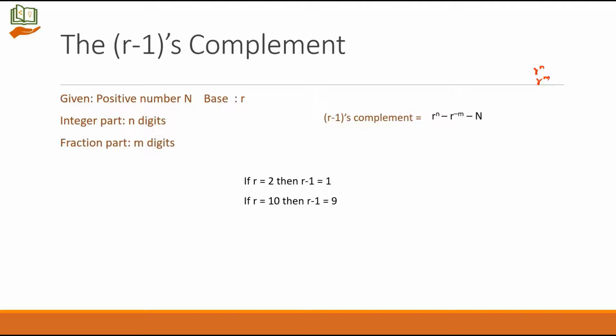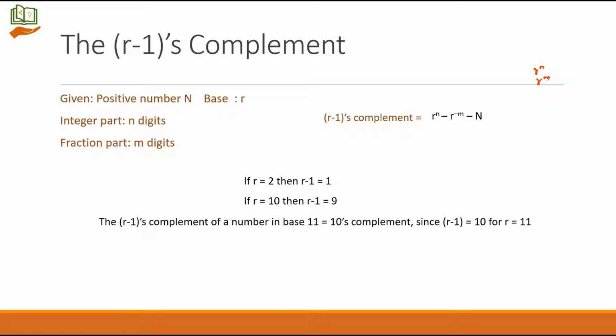So if R is equal to 2, we have R minus 1 is equal to 1, which says 1's complement. When R is equal to 10, then R minus 1 will be 9, which is the 9's complement. The R minus 1's complement of a number in base 11: how do you take it? If R is equal to 11, then R minus 1 will be 10. So why is this statement coming in this context? It means you can get a number in any base and they may ask you to find the R minus 1's complement of that base. There is a practice problem related to it, you will understand there.